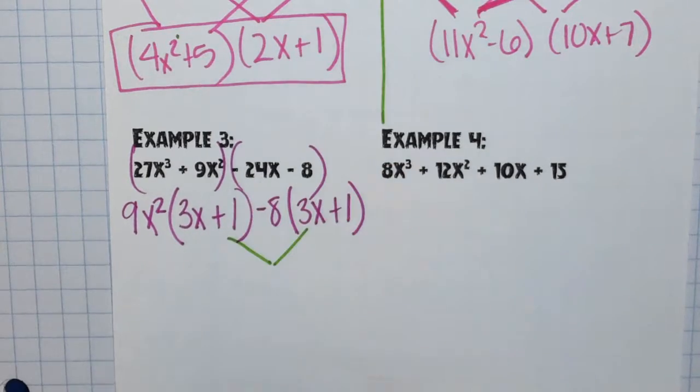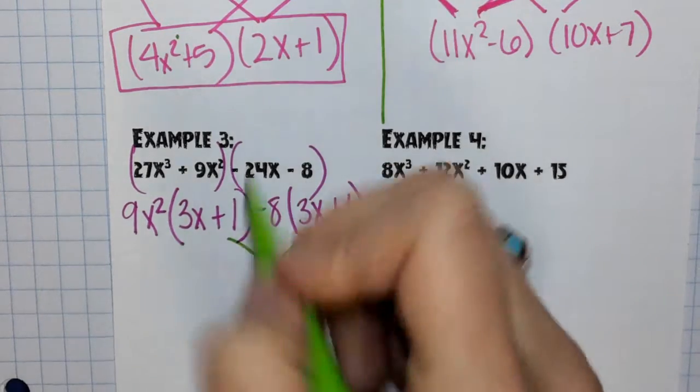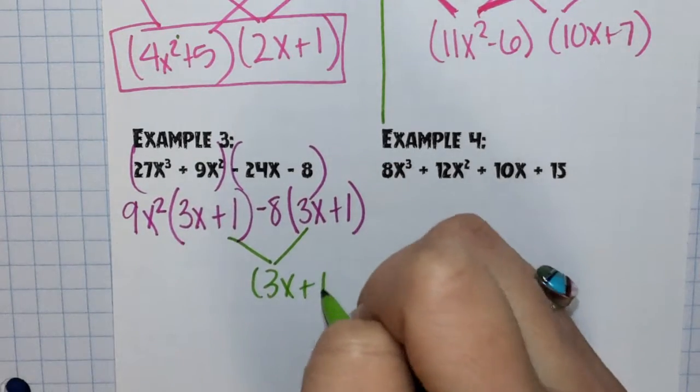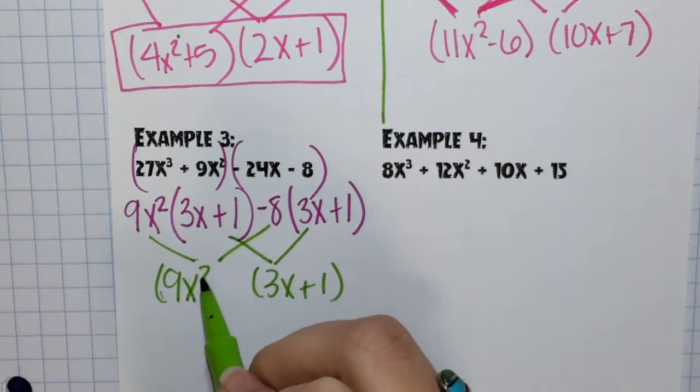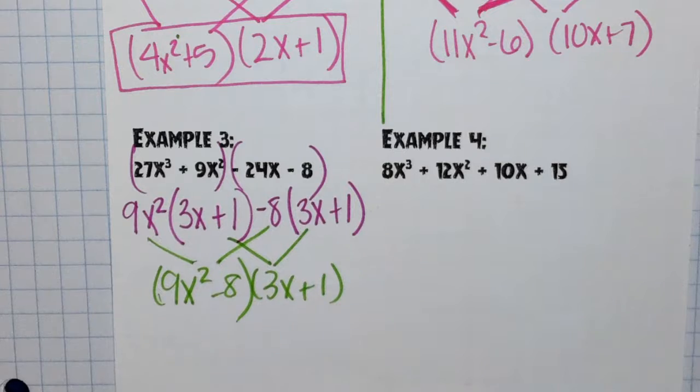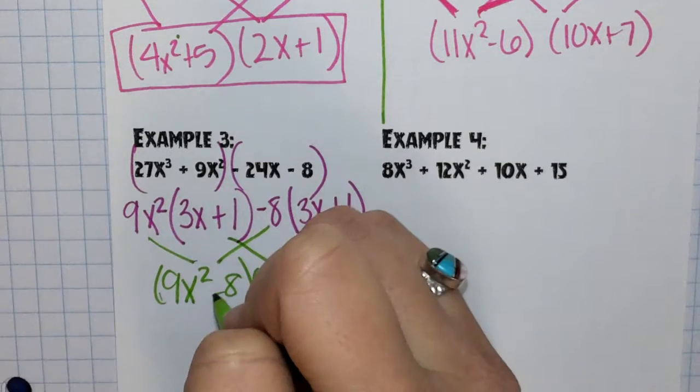Now, are the parentheses the same? So you write 3x plus 1, and then you bring down what's left over. 9x squared minus 8 quantity. Ta-dum.